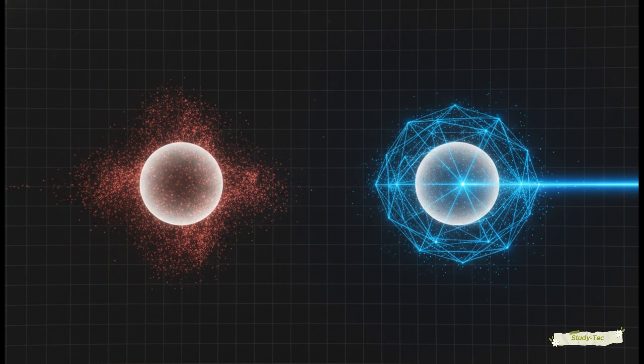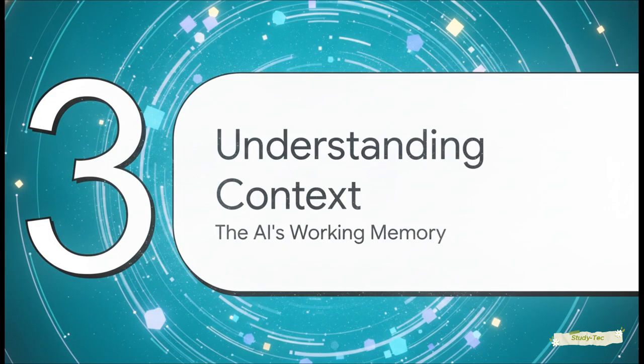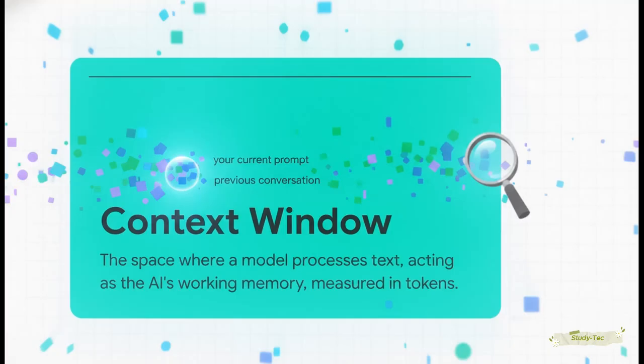Structure is literally everything. So, section 3, understanding the context window, the AI's working memory. Let's move over to the environment where all these tokens actually live and operate. You can basically think of the context window as the AI's short-term working memory.